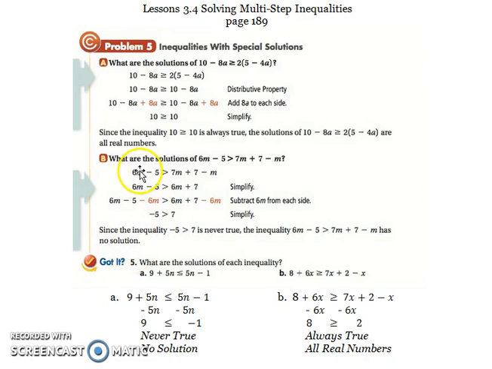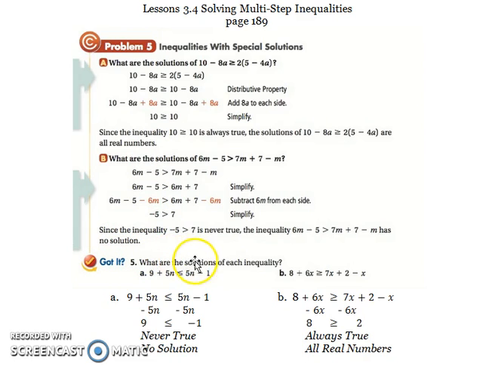Okay? So you have two different things here. If your variables drop out, you have two choices. If it's a true statement, your answer is all real numbers. If it's a false statement, your answer is no solution.